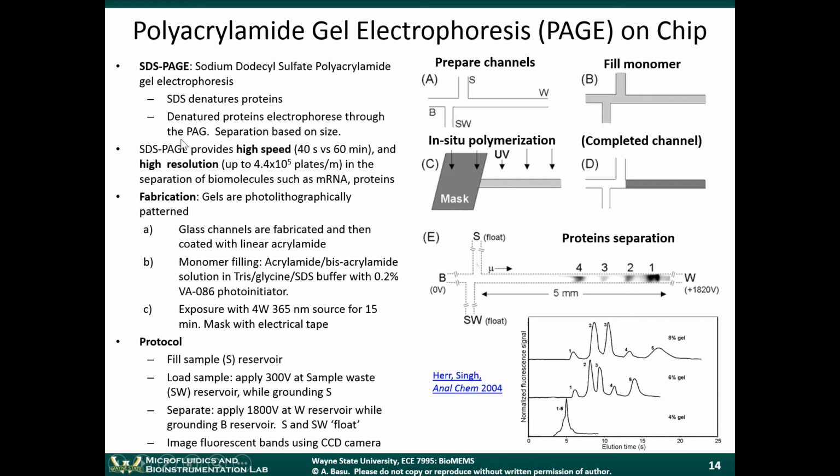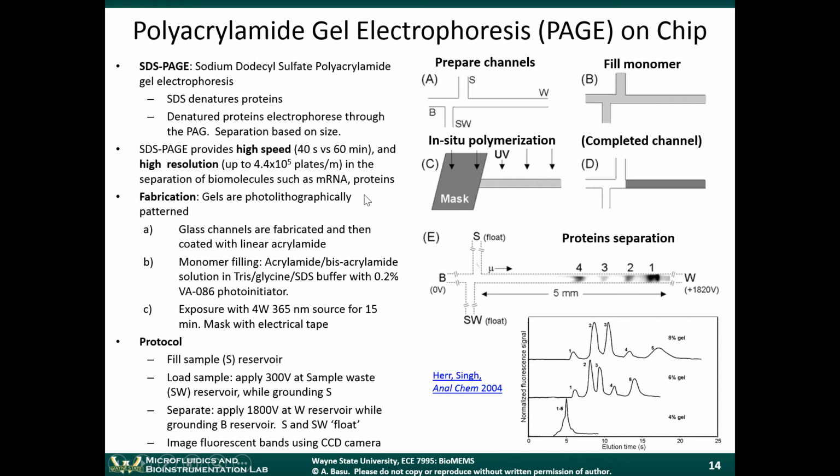So polyacrylamide gel electrophoresis provides high speed, so 40 seconds instead of 60 minutes. And it also provides high resolution. We'll talk about plates per meter, what that means, a little bit later in the lecture. It can separate biomolecules like mRNA and proteins by their size.